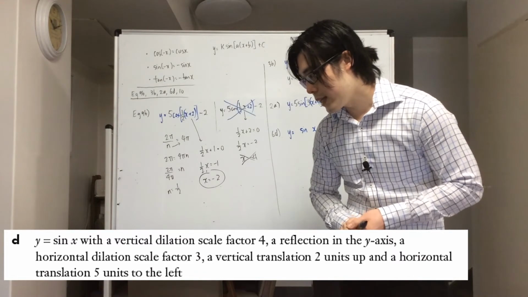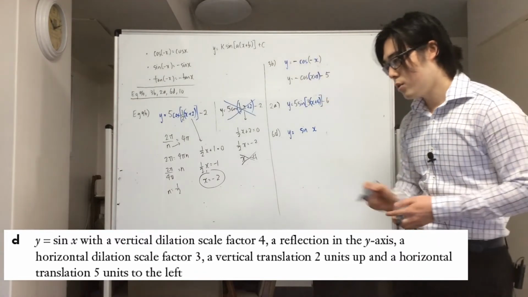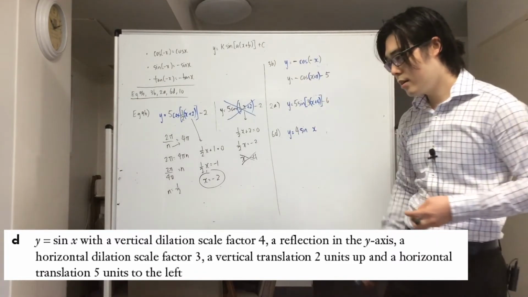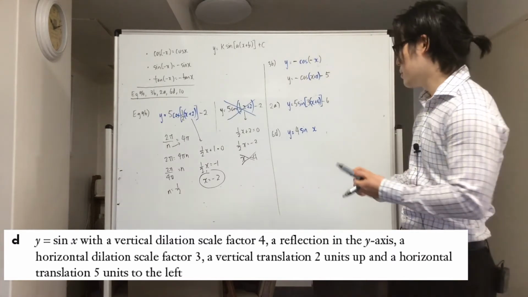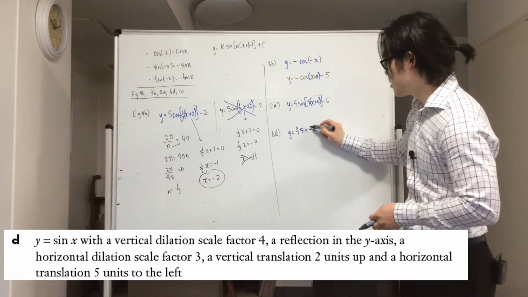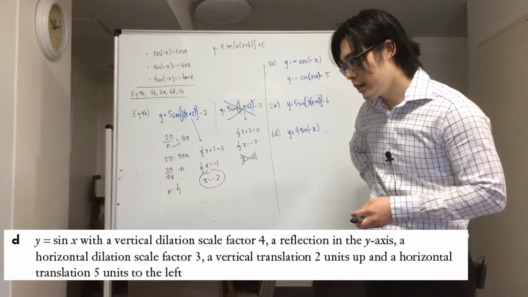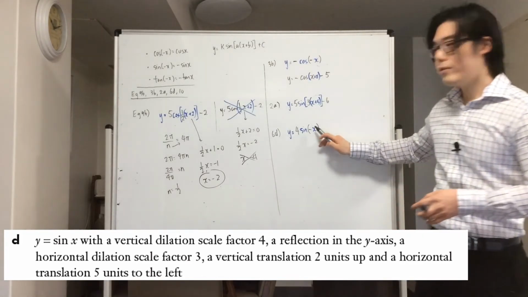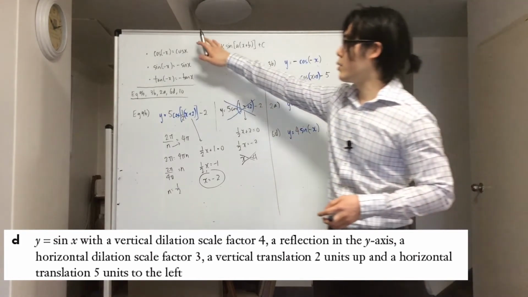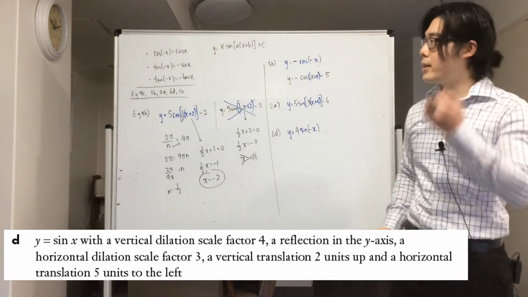It says vertical dilation scale factor 4, so that's just 4 in front. A reflection in the y-axis, that means you're going to put minus in front of the x, like that. Before we do that, whenever you have a negative in front of the x, you always want to stop and think if you can use one of the properties.